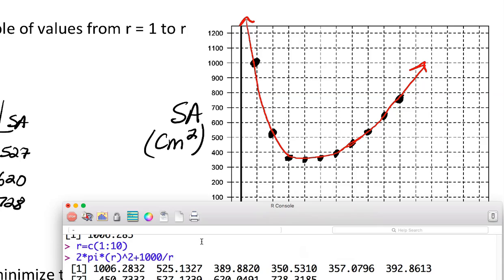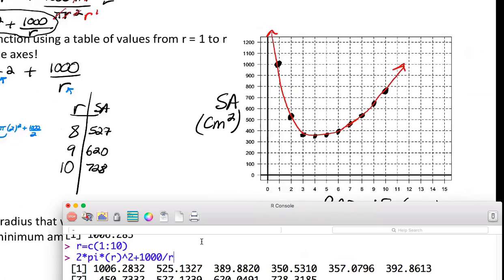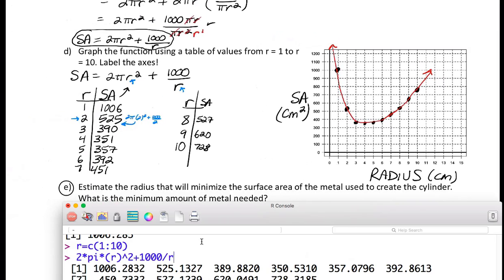So again, don't forget what the context is. The question that we're trying to answer is, what radius do we want that will minimize the surface area? The surface area is what we have plotted on the y-axis. The radius is what we have plotted on the x-axis. So what radius would give a minimum? So looking at this graph, can you tell where the minimum is? The minimum amount of metal used to create the cylinder. What is the minimum amount of metal needed?